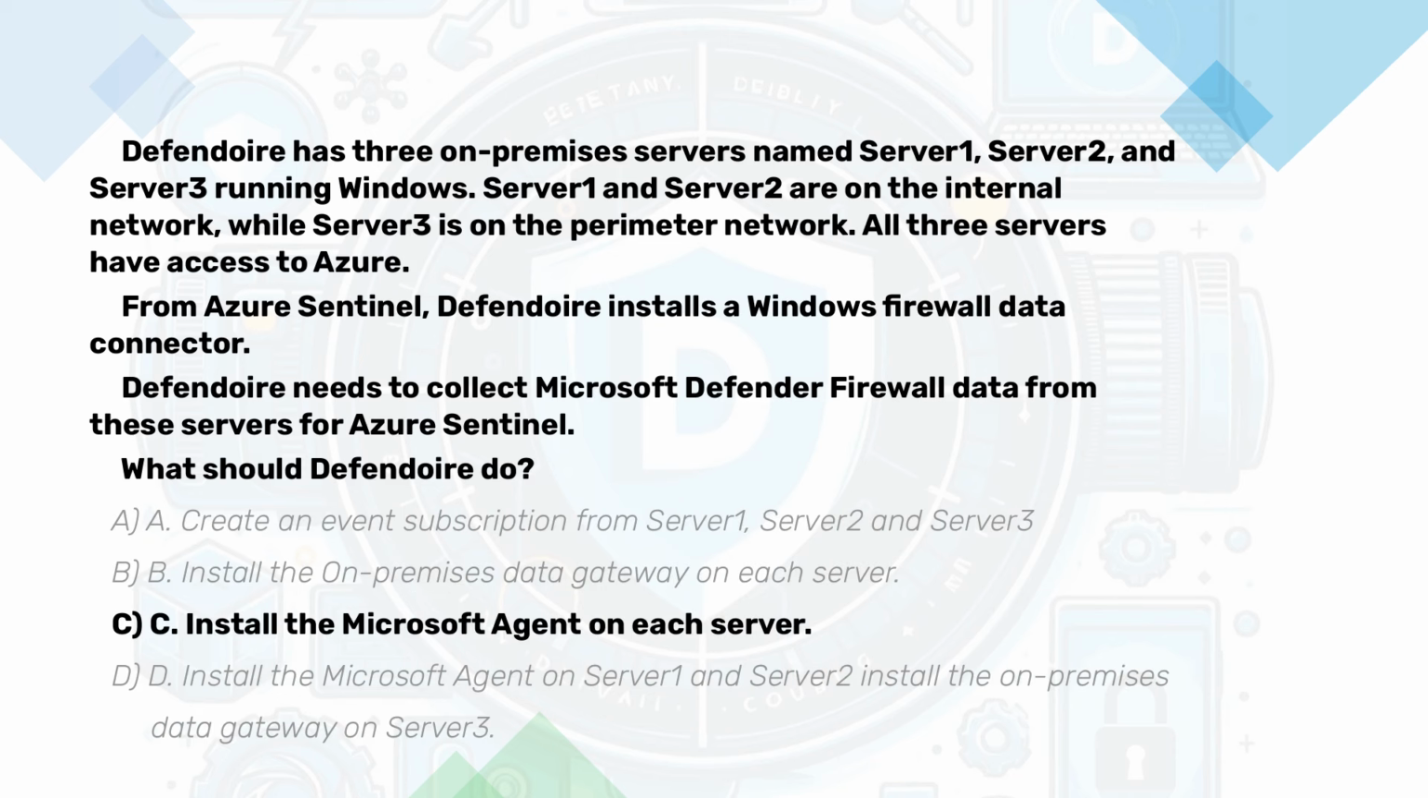To collect Microsoft Defender Firewall data from on-premises servers and send it to Microsoft Sentinel, you need to install the Microsoft Monitoring Agent on each server. This agent collects logs and forwards them to Azure Monitor, which Microsoft Sentinel uses for data ingestion.